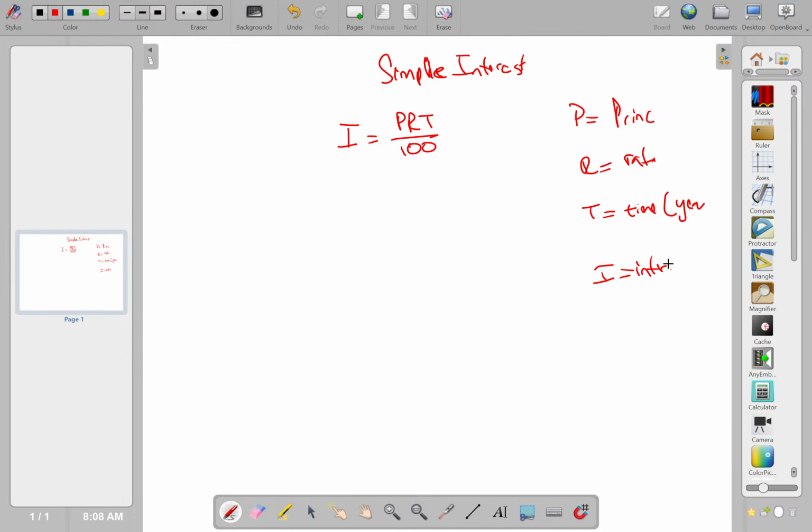Now, something that I don't think people understand is this rate all over 100. Suppose the rate was 10%. You don't have to use this version of the formula. There's another version which says just I equals PRT, but this R is going to be the decimal version.